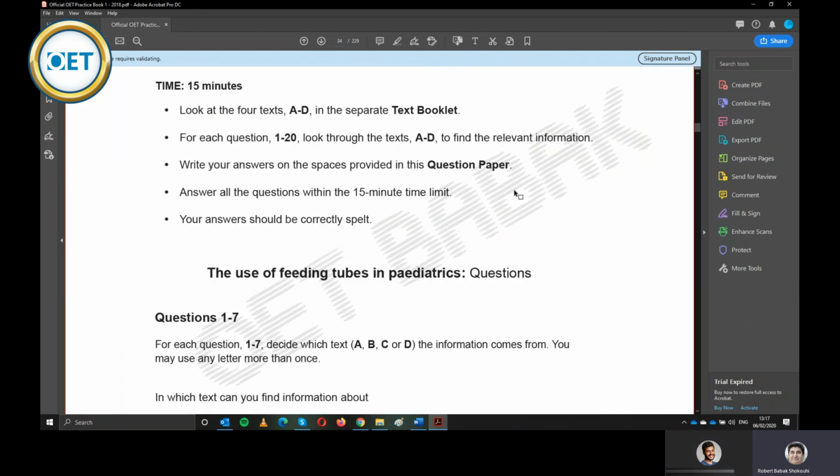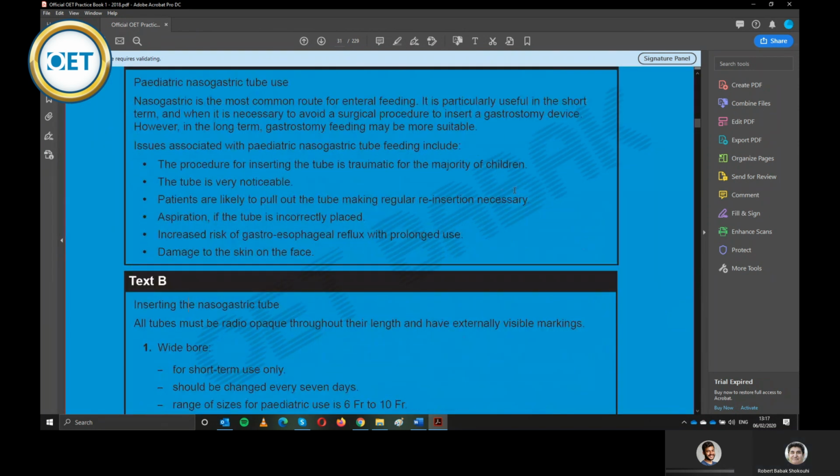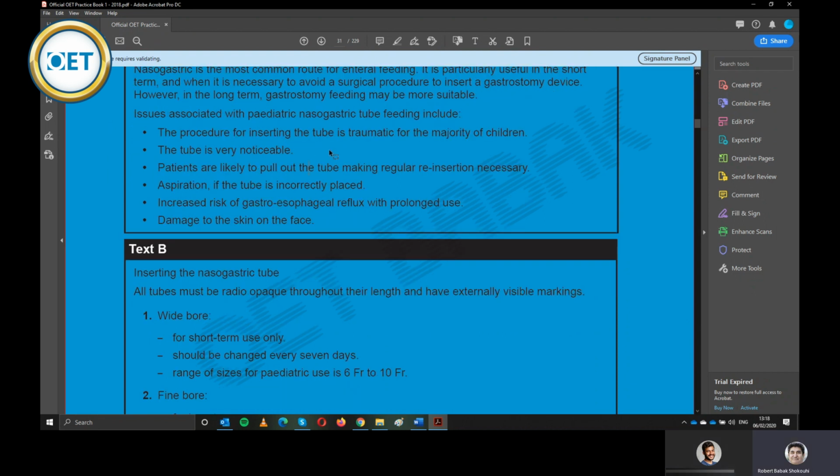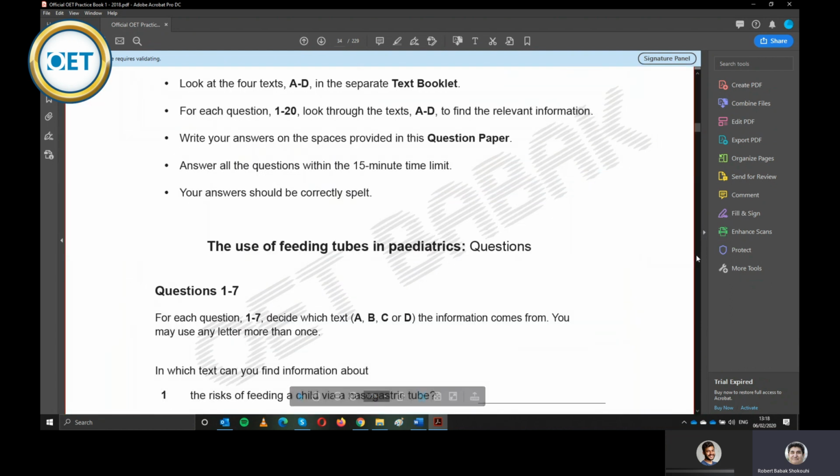Do we have anywhere anything about risks? Okay. So, useful in short term, avoid surgical procedure, device, more suitable, issues. Okay. So the issues are aspiration, increased risk, damage. So that's it. Yes, the risks. Yes. So it's A. Okay. Yes. All right. Basically, that one is A.